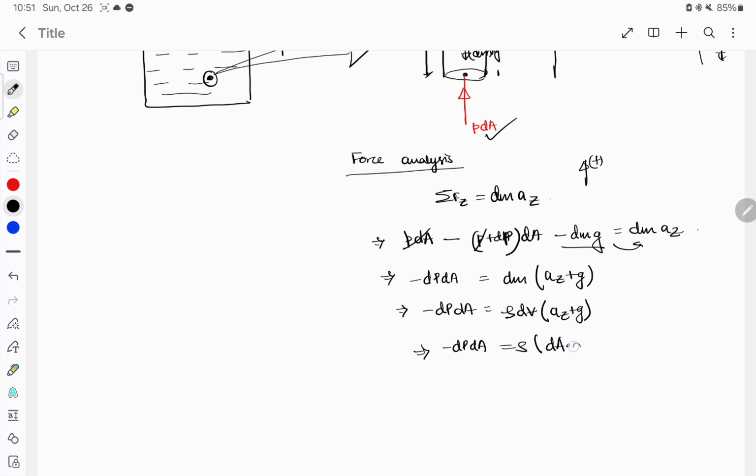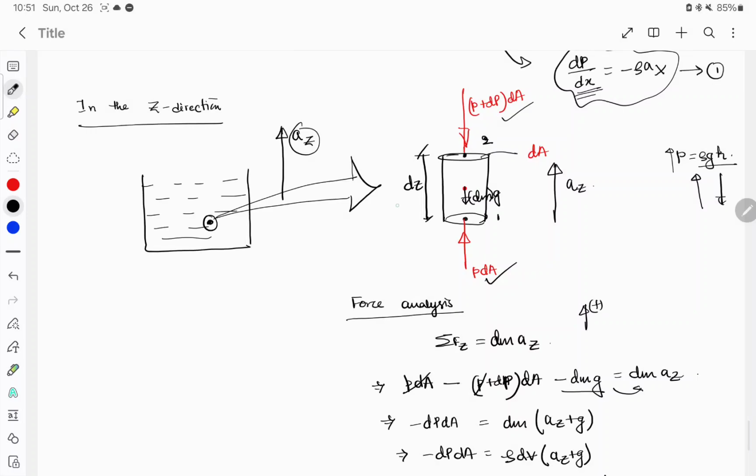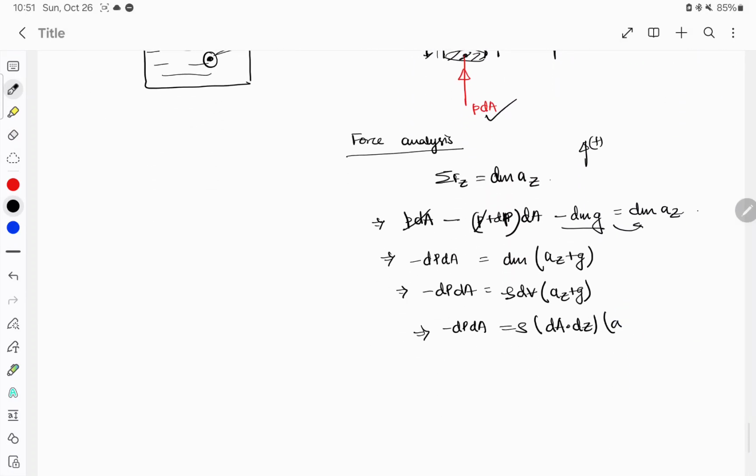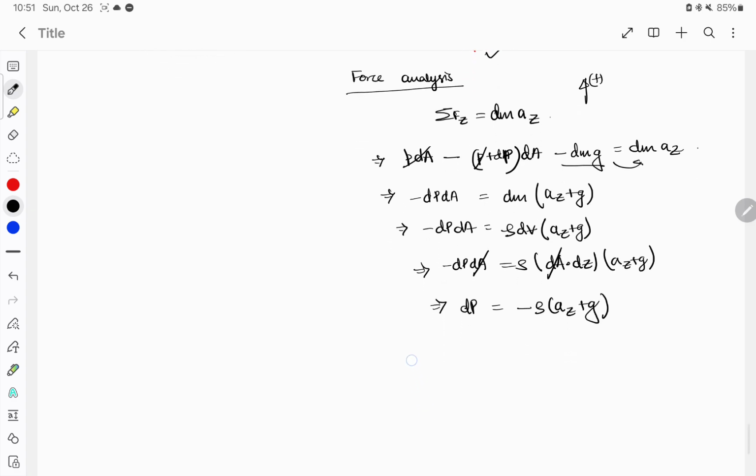Area, small area into small height, this small area into small height will give us the volume. So az plus g, dA will get cancelled out, so dP will be equal to what? Minus of rho az plus g.